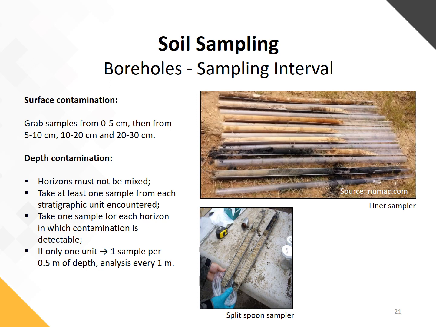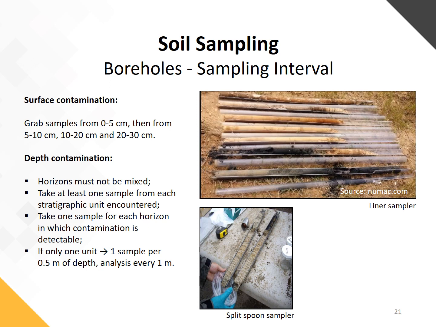Also, when you think of a surface contamination, you will have an interval to follow, and you have to sample every, for instance, 0 to 5 centimeters, then from 5 to 10 centimeters, then from 10 to 20, and eventually from 20 to 30 centimeters. This is when you have a surface contamination.